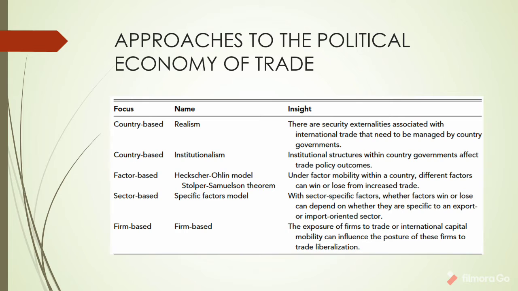Second focus is still country-based, but the name is different. It's institutionalism, and the insight is institutions with structures within country government affect trade policy outcomes. And the third focus is factor-based. Name is Heckscher-Ohlin model, Stolper-Samuelson theorem. It says under factor mobility within a country, different factors can win or lose from increased trade.